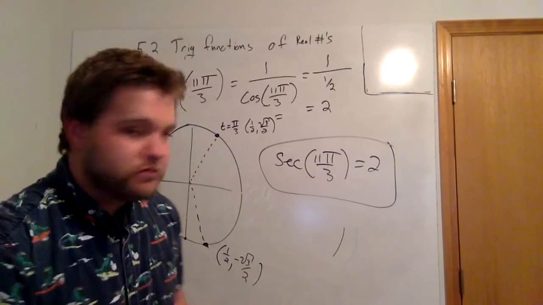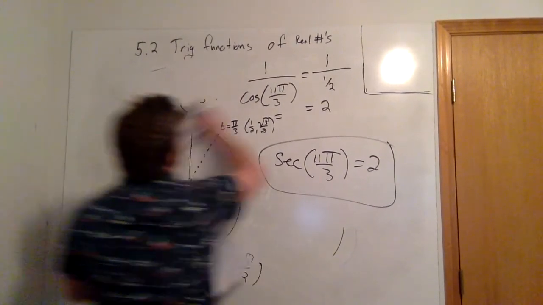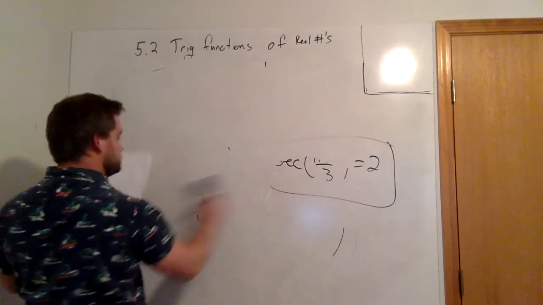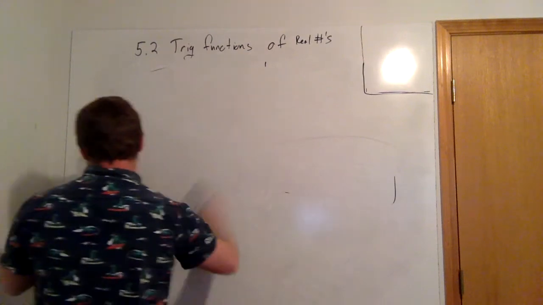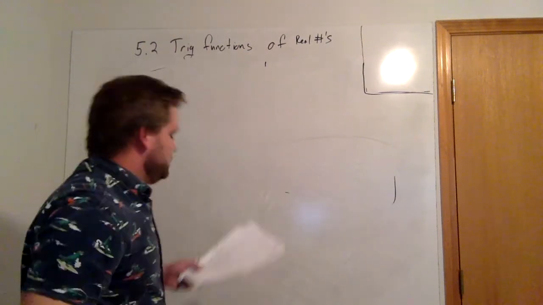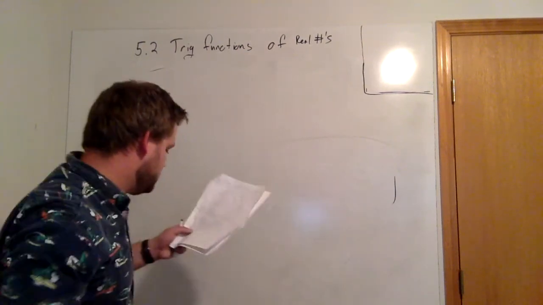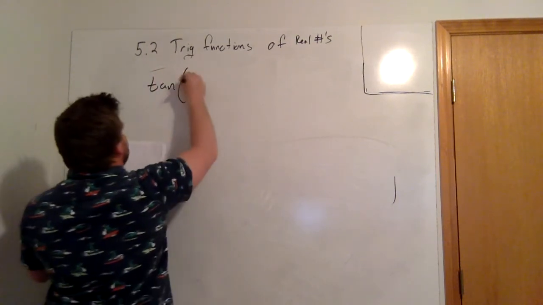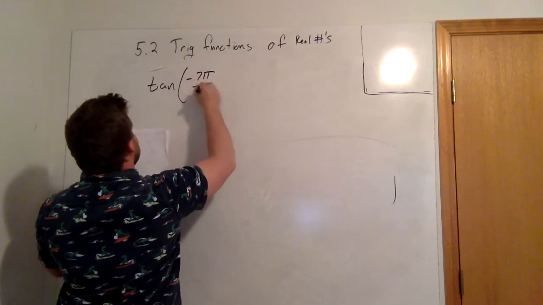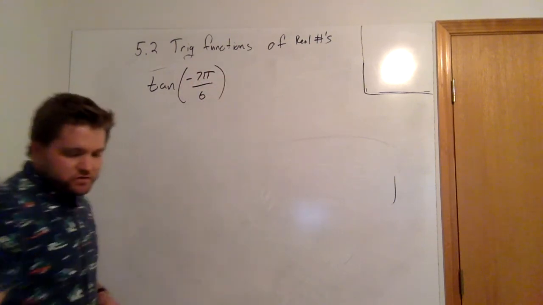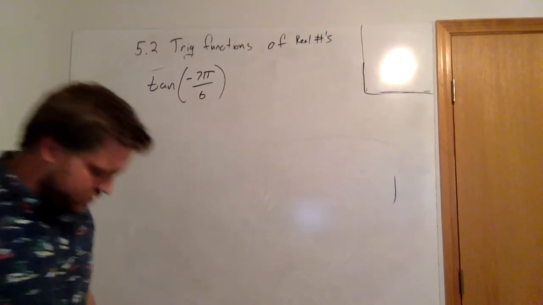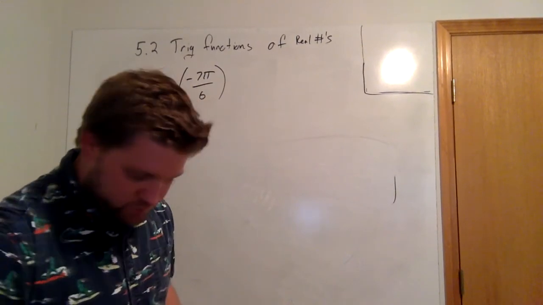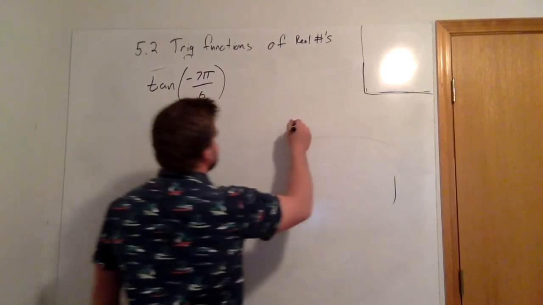Okay, let's do one more. What if we have a negative angle? Let's calculate the tangent of negative 7 pi over 6. So the negative just means that we're traveling around the unit circle clockwise rather than counterclockwise. So what are we going to do? We're going to draw a picture.